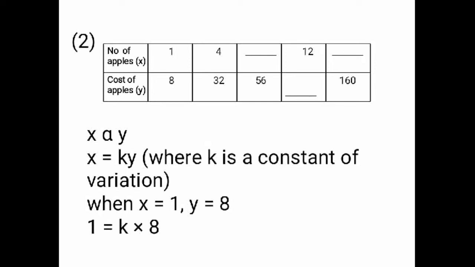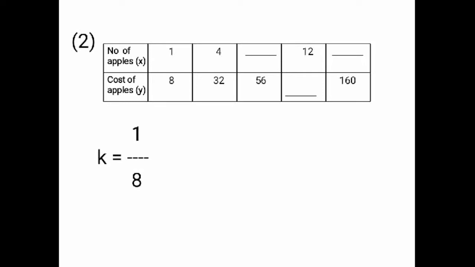You have to find the constant of variation. K you have to take it on left side. Number 1 which is there, take it on right side and take it on numerator. Number 8 which is there here, you have to write on denominator. That is k is equal to 1 upon 8. The constant of variation k is 1 upon 8.